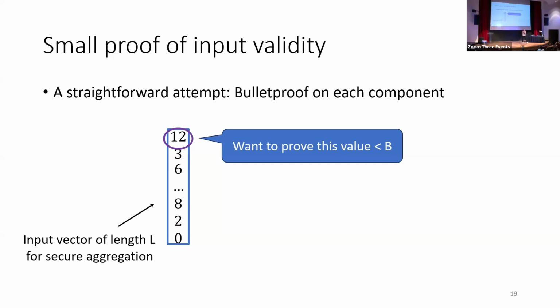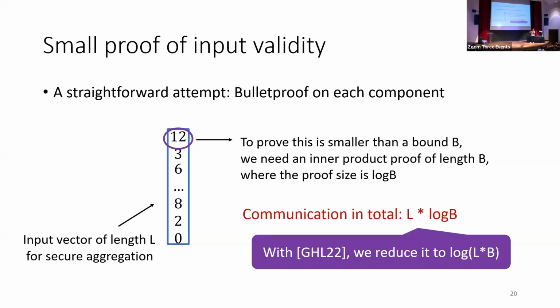Let's say we have a vector of length big L, with some numbers. Now we want to prove that this vector satisfies some defined constraints in machine learning, let's say that each component is smaller than the value B. A naive approach, which everyone knows, is Bulletproofs. You just invoke a Bulletproof protocol on each component of this vector. In a little more detail, if we want a Bulletproof for the bound B, then the proof size for each component is log of B. And if you have a length L vector, then the proof size is going to be L times log B.